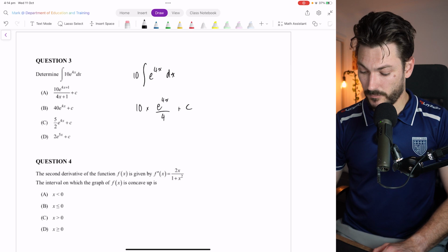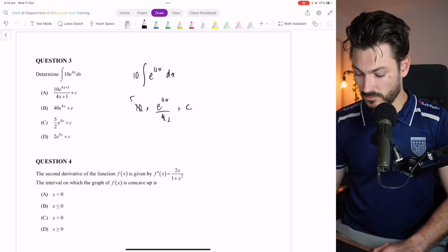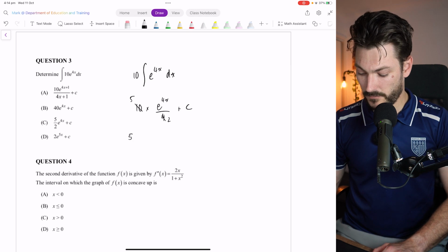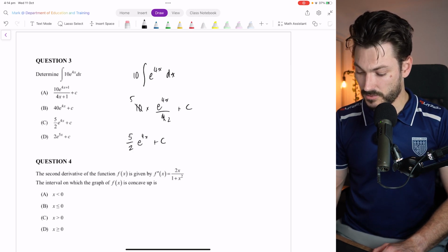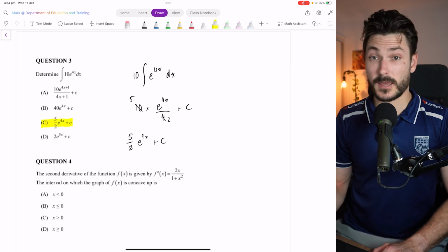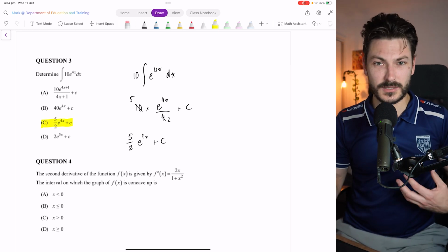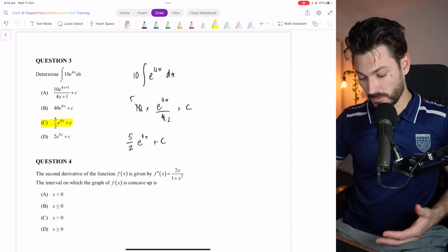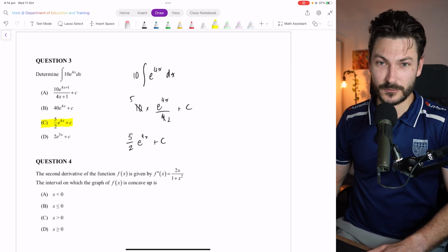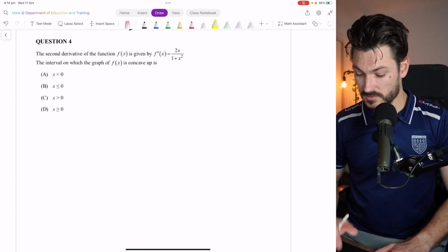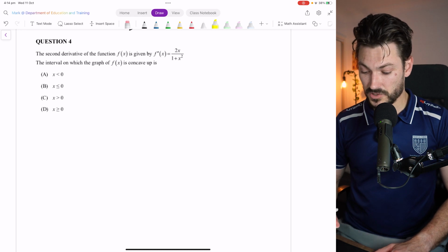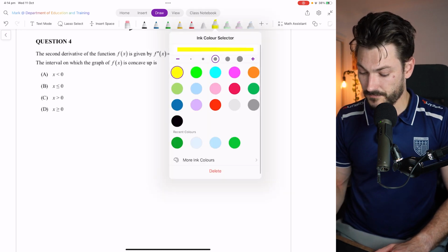The 10 and the 4 here, we can divide them both by 2 to get 5e to the 4x on 2, or 5 on 2 times e to the 4x plus c, which is option C there. Sometimes you have to change the formatting to match what the question's expecting, but that's life. Question 4. Okay, so it tells us that the second derivative of some function is this expression here.